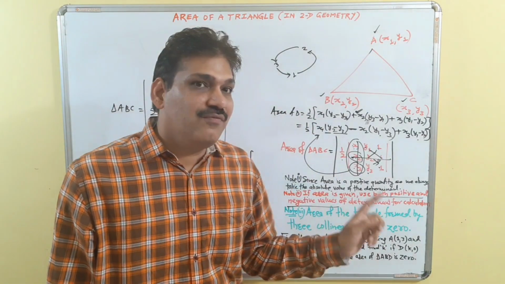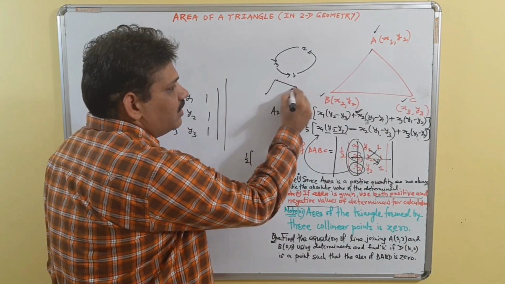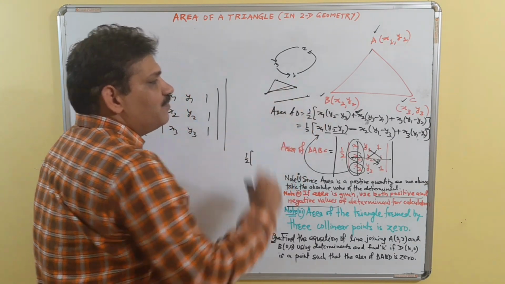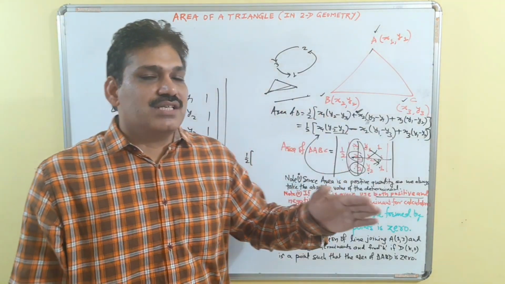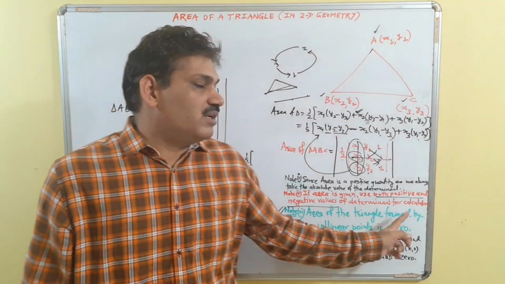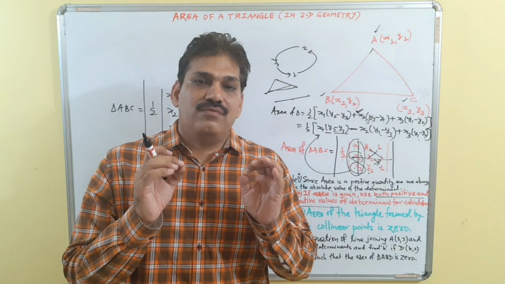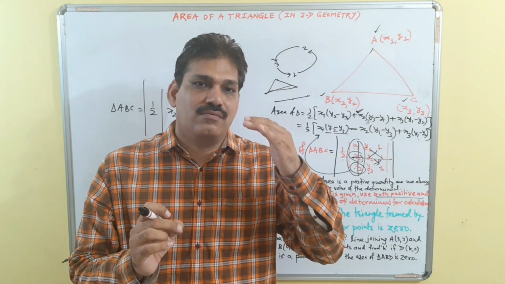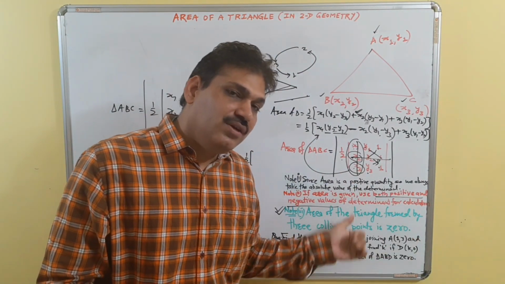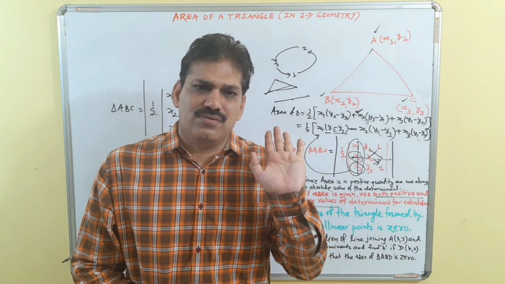And the area of a triangle formed by 3 collinear points. If 3 points are non-collinear, then the area must be a positive quantity, but if 3 points are collinear, that means the area of this triangle ABC must be 0. So this is the most important point: the area of the triangle formed by 3 collinear points is 0. If we try to find the area of the triangle formed by 3 collinear points, it is going to come out to be 0.